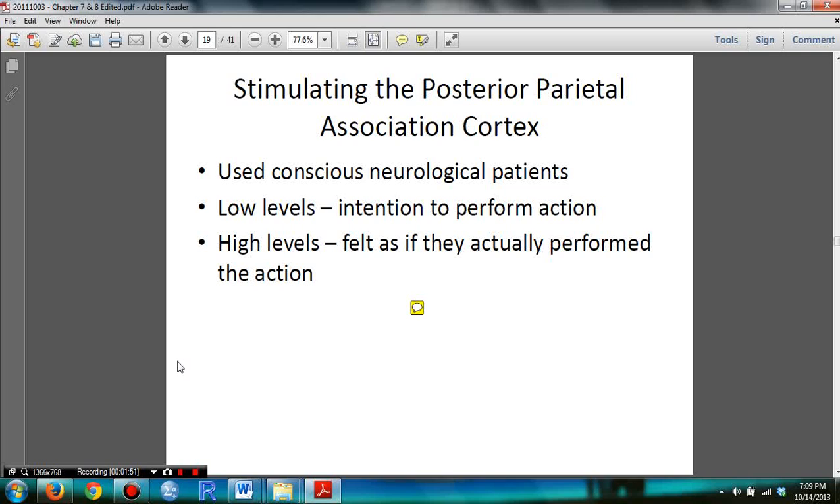So for stimulating the posterior parietal association cortex, you need to know that at low levels, it produces the intent to perform actions. At higher levels, you feel as if you actually performed the action. And here's my little side note.